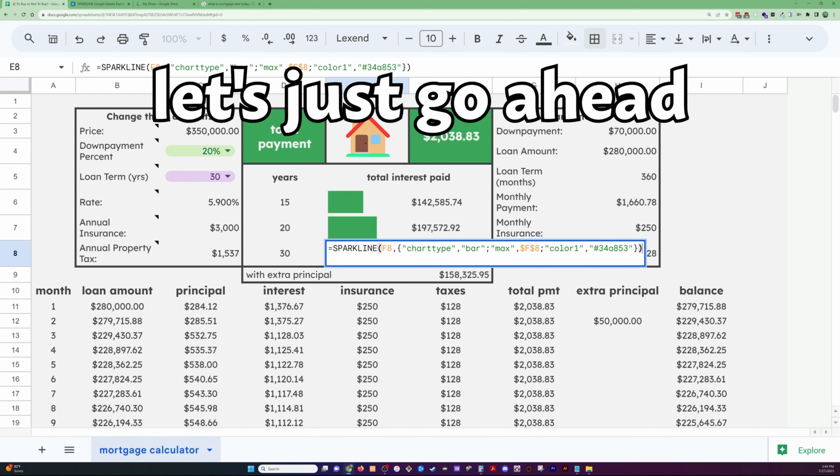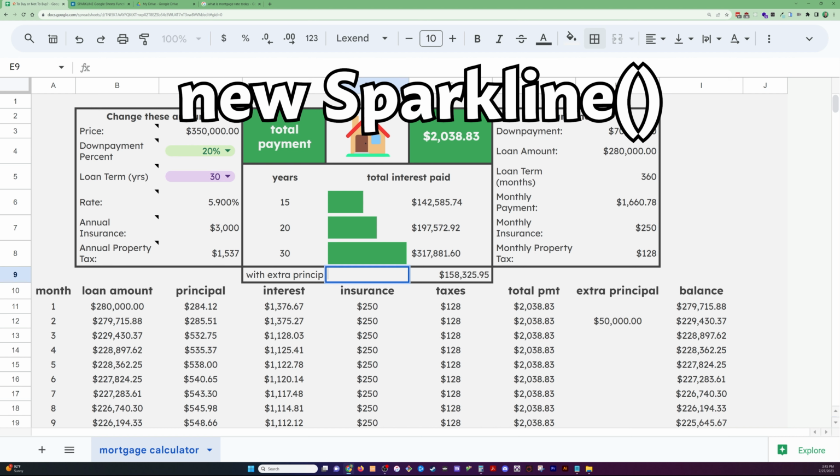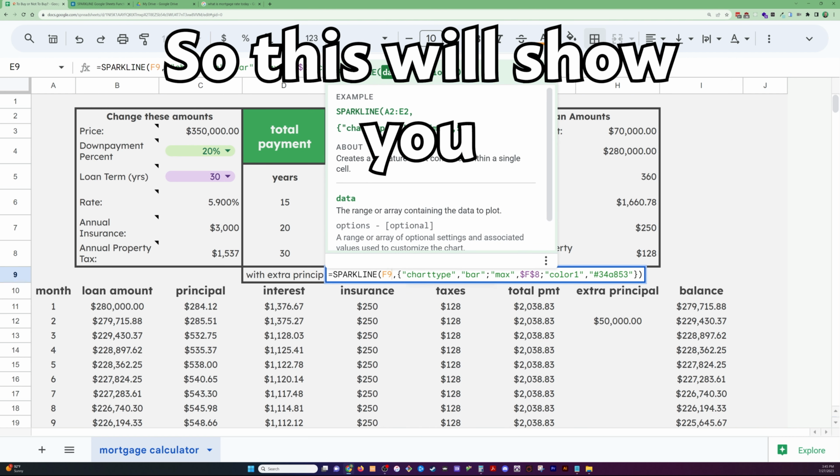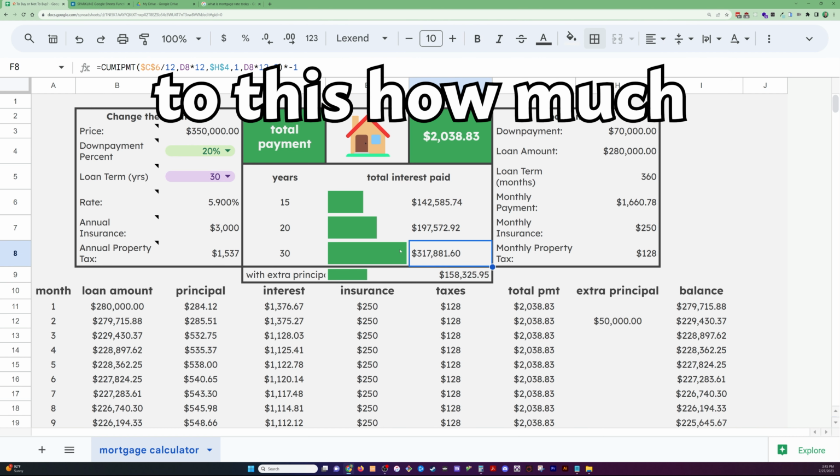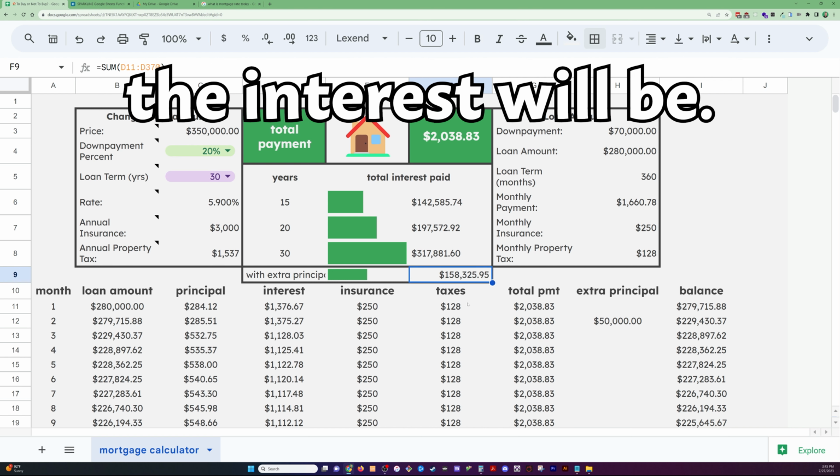And actually, let's just go ahead and make a new sparkline graph here. So this will show you in proportion to this how much the interest will be.